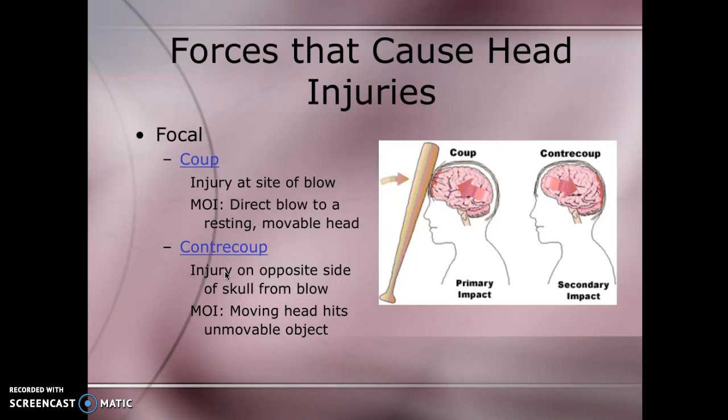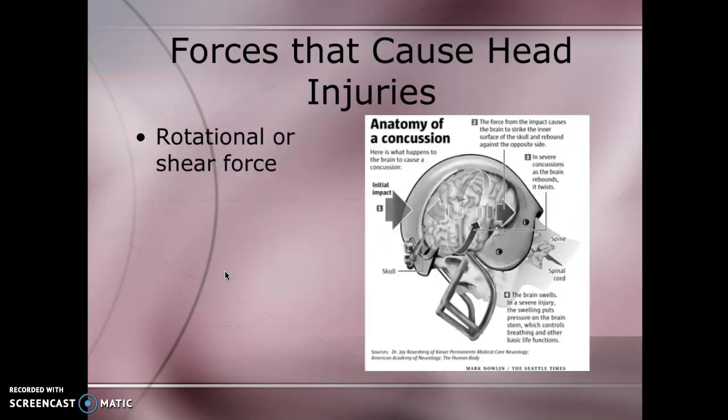With the contrecoup, the injury happens on the opposite side of the skull from the blow. If we think about a football player making a tackle, they very often hit with the front of their helmet, and when they do that, the brain is shaken around such that there may be damage at the back of the skull. Okay, so we have contrecoup and coup injuries.